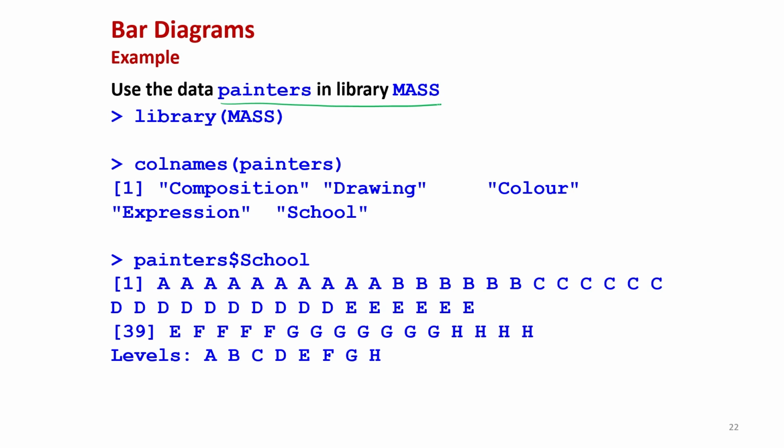So I upload the library here, library MASS. And then if you try to see the column names of this data set painters, there were 5 variables: composition, drawing, color, expression, which were numerical, and there was a variable school which was a categorical variable, which has values A, B, C, D, E, F, G, H, and these are the schools to which various painters belong. So if you try to have a look, you have this data on the school like this one.